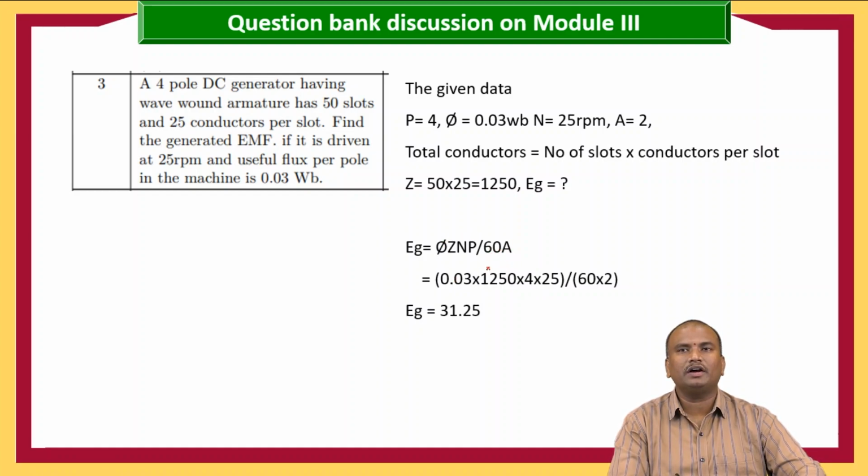If we substitute all these values, phi is equals to 0.03, number of conductors is 1250, number of poles is 4, speed is 25 divided by 60, and number of parallel paths is given as 2. So the generated voltage is 31.25 volts.